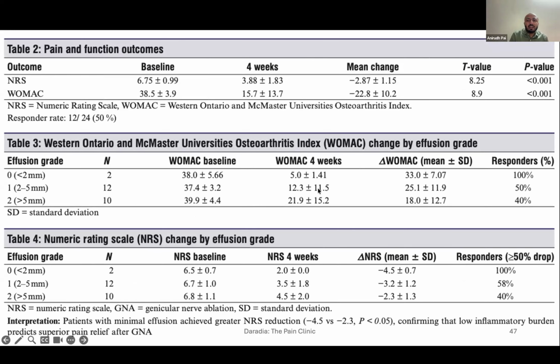Overall, both NRS and WOMAC scores showed significant improvement at 4 weeks after the nerve ablation, with more than 50% response rate. The p-value was less than 0.001 for both NRS and WOMAC improvement. However, what we need to see is that patients who had minimal effusion had a much better response. The patients with grade 0 effusion had a 100% response, whereas as the effusion increased, the response kept decreasing for both NRS as well as WOMAC.